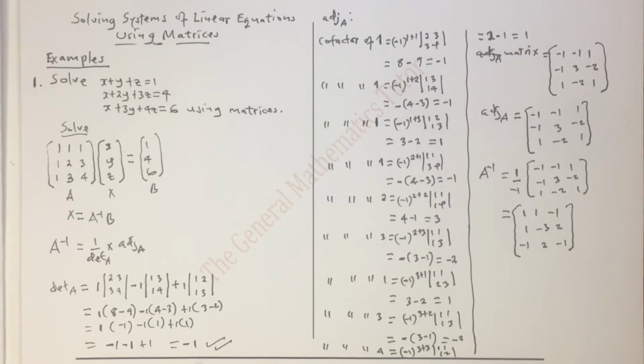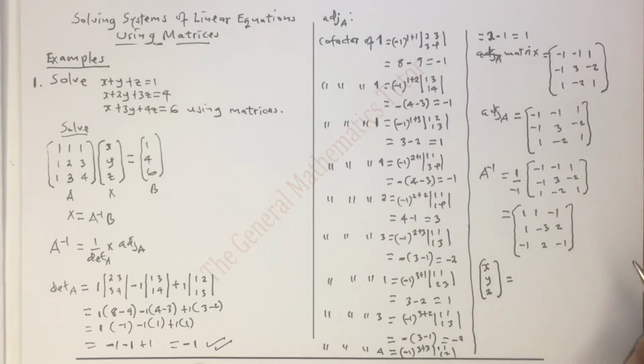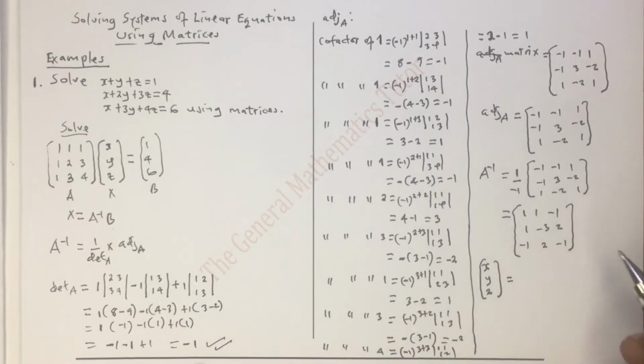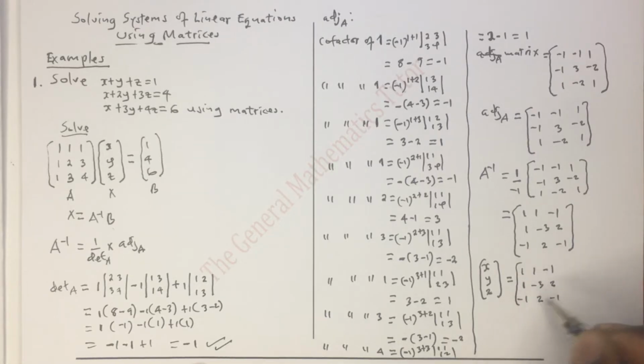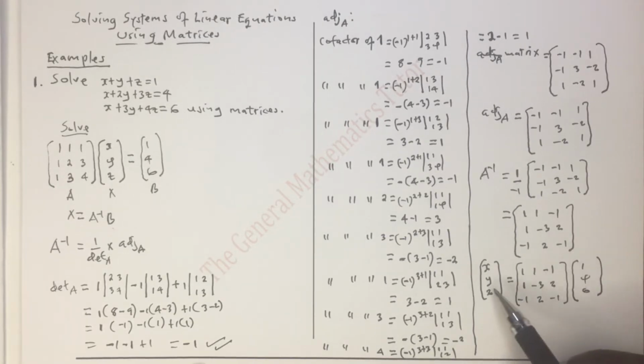So now that we have the inverse of the coefficient matrix, we can just multiply that with the result so that we get the unknowns. So we have the unknowns as x, y, and z. And for us to obtain that, we're going to pre-multiply b by the inverse of A, and the inverse of A is here. So we have 1, 1, negative 1, 1, negative 3, 2, negative 1, 2, negative 1, times the resultant matrix, which is just 1, 4, 6. So we can multiply this out.